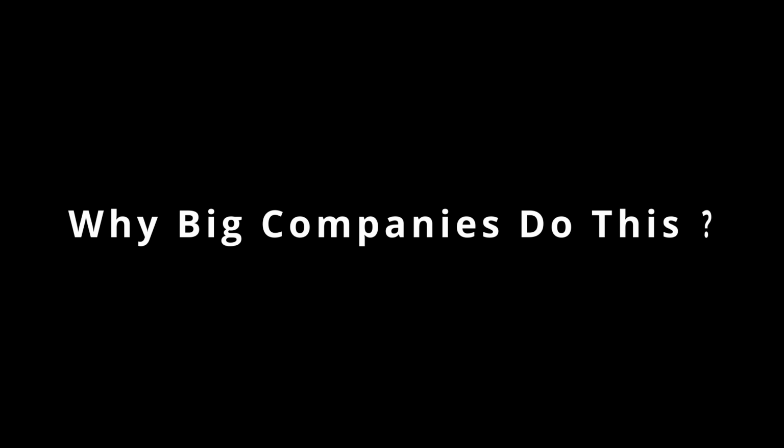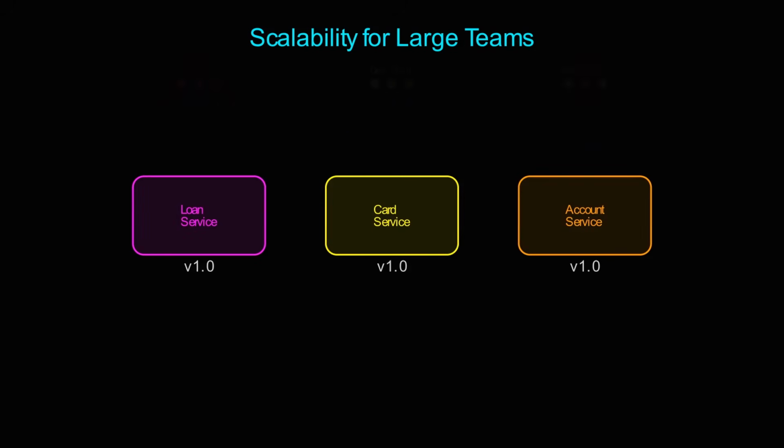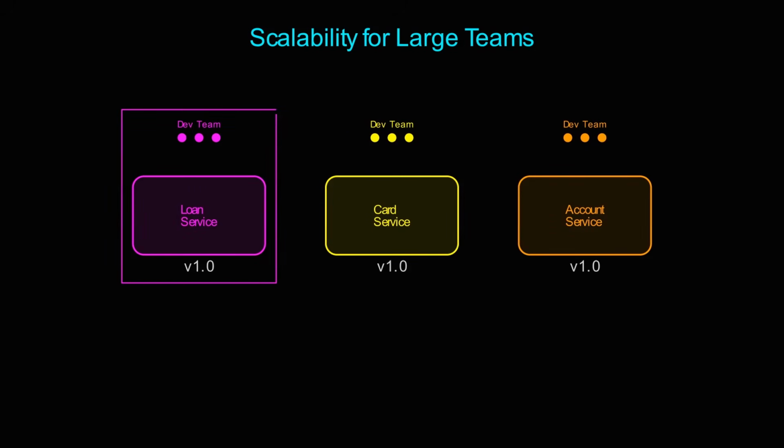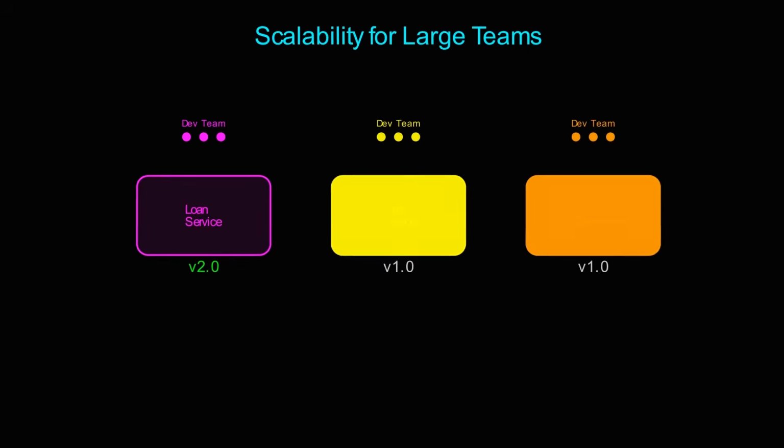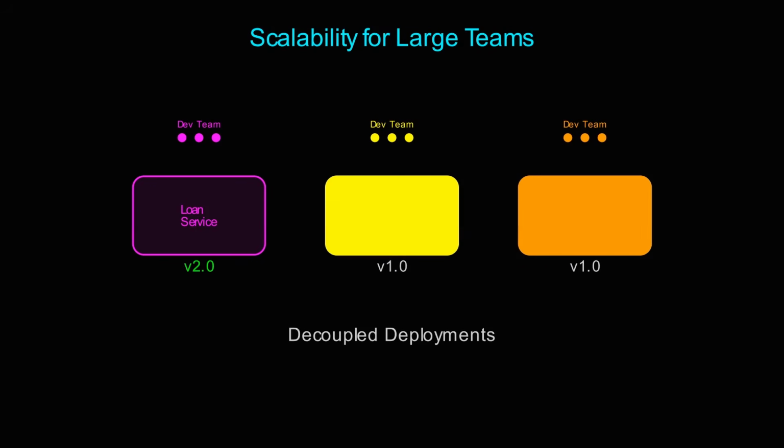So why do big companies do this? Because microservices shine for large teams. Each team can manage its own service. One team handles loans, another manages cards. They work independently. If the loan team needs to deploy an update, they can do it without disturbing the account team. That independence is worth the extra complexity.